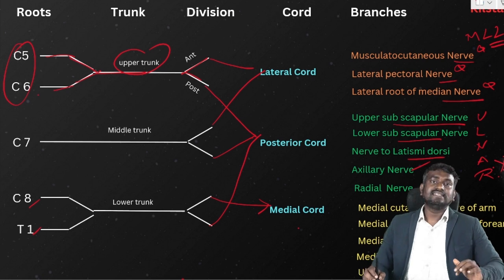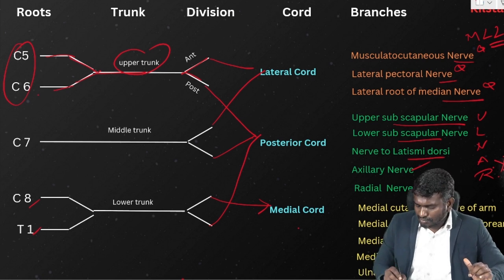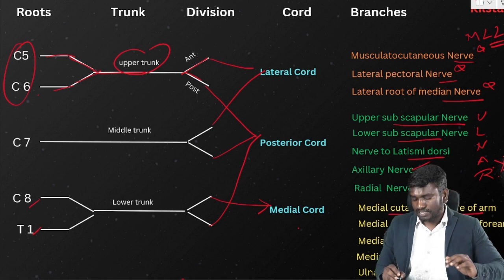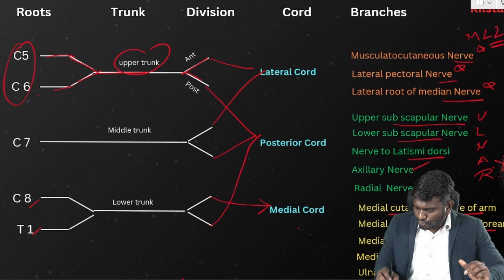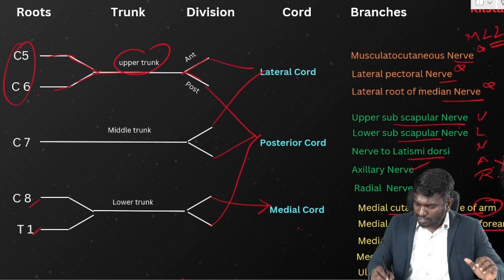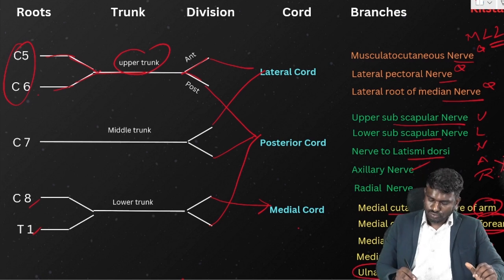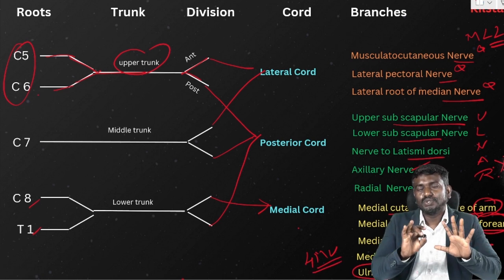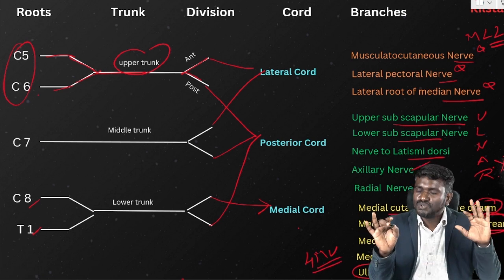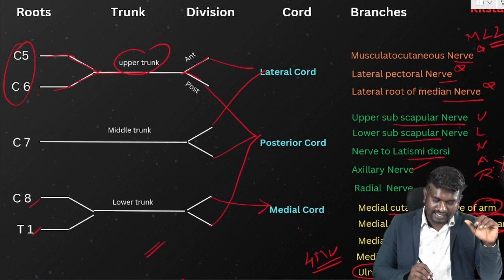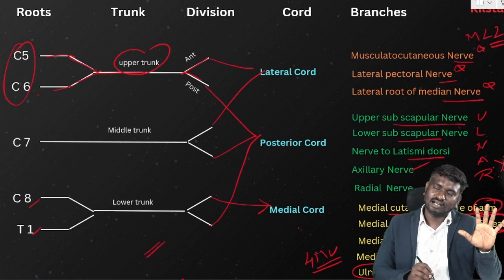Yes. C8 and T1. Now remember, this gives branches to the medial cutaneous nerve of the arm. It supplies the medial cutaneous nerve of the forearm. In simple words, just remember arm and forearm. And then the medial root of the median nerve, medial pectoral nerve and also the ulnar nerve. This comes to the mnemonic 4MU. That's it. So if you remember this, you will complete the brachial plexus beautifully, and with the help of practicing diagrams, you will remember it until the exams.